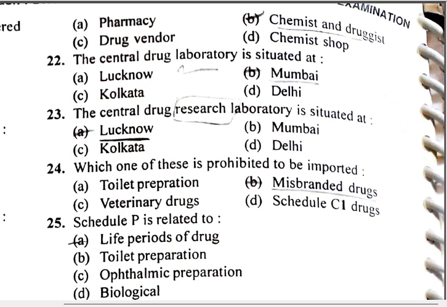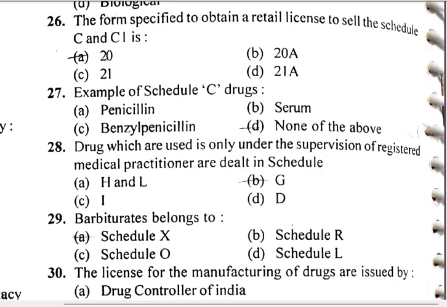Which one of these is prohibited to be imported? That is misbranded drugs. Schedule P is related to life periods of drugs. The form specified to obtain a retail license to sell the Schedule C and C1 drugs is 20. Example of Schedule C drug is none of the above.